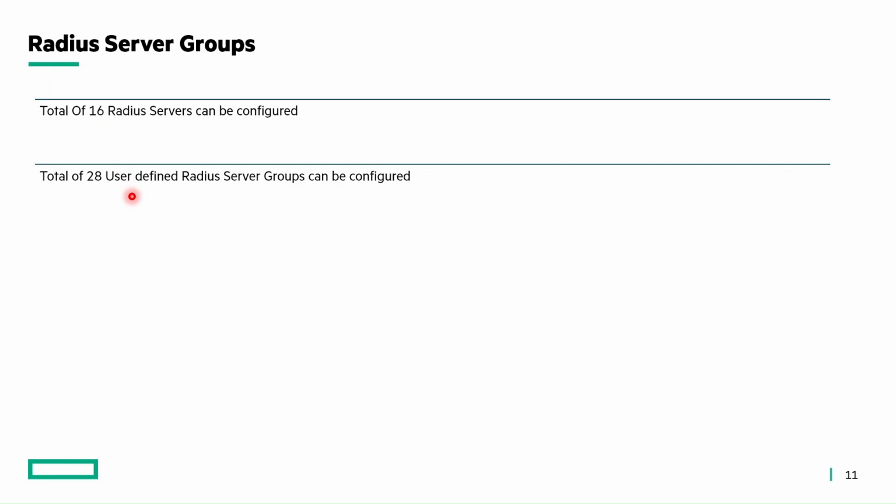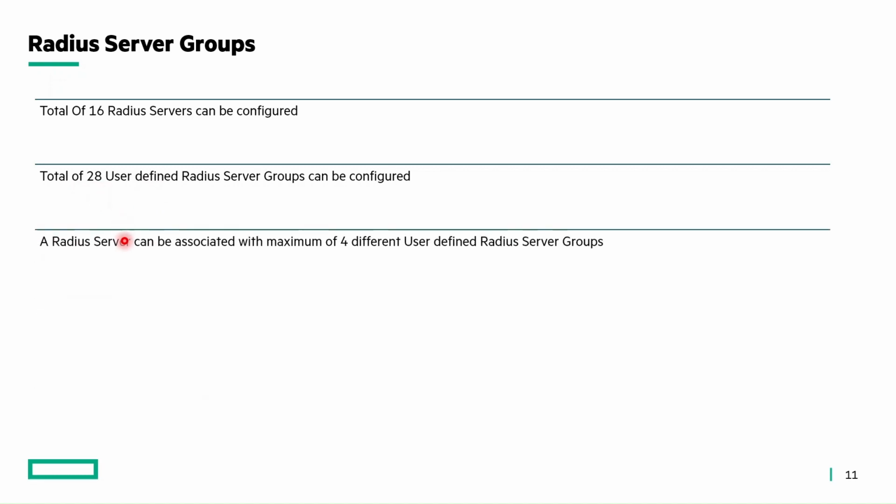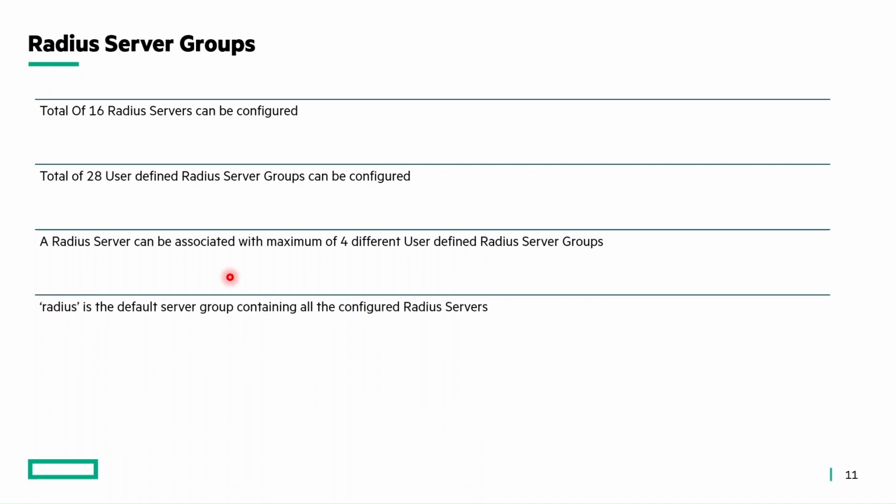But the condition here is one radius server can be associated with 4 custom user-defined radius server groups and then one default system radius server group. That system radius server group is named as radius. That is the default radius server group that will contain all the radius servers configured in the switch. Like if we have 16 radius servers, all the servers will belong to this radius default server group.